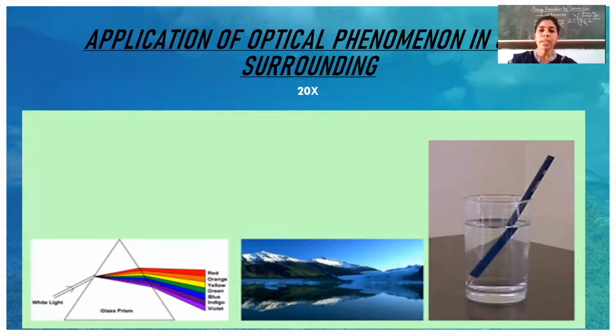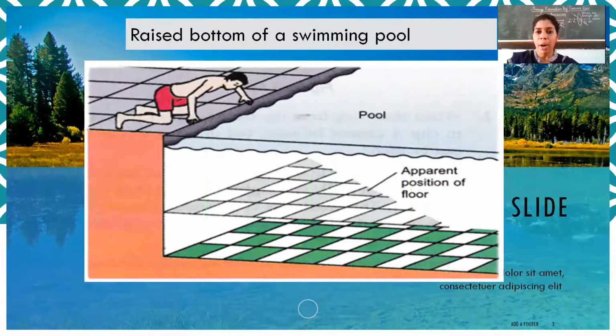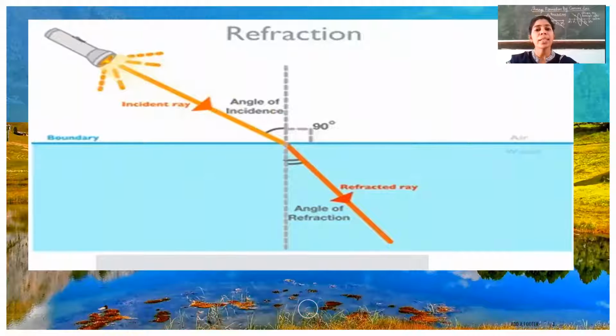Before coming to refraction, in smaller classes, we all might have learned that light travels in a straight line. But apart from this, when light enters from an optically rarer medium to an optically denser medium, it will deviate its path at the interface. This is known as refraction. As the light enters from a rarer medium to a denser medium, the refracted ray will be deviated towards the normal. Similarly, when it enters from a denser medium to a rarer medium, the refracted ray deviates away from the normal.